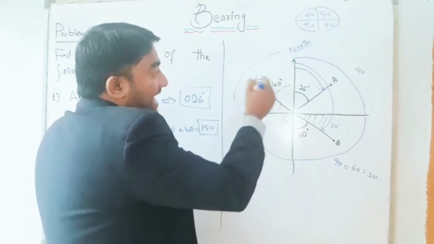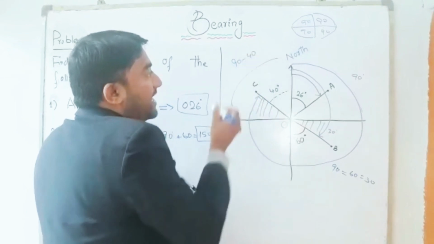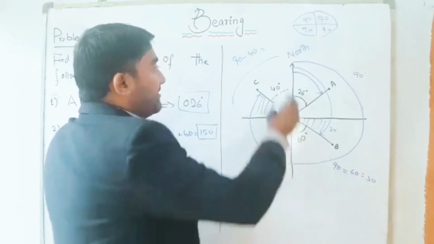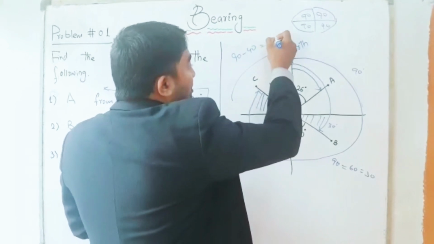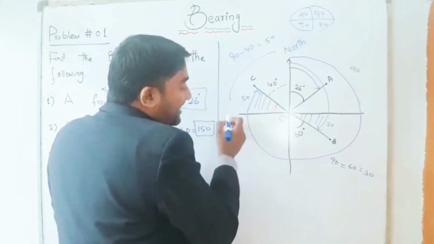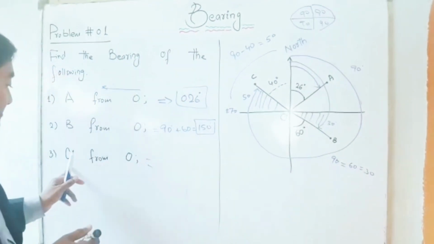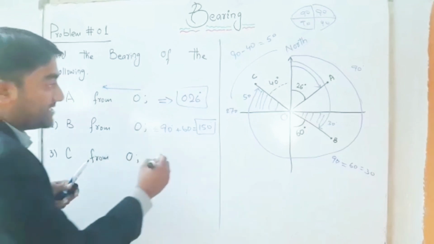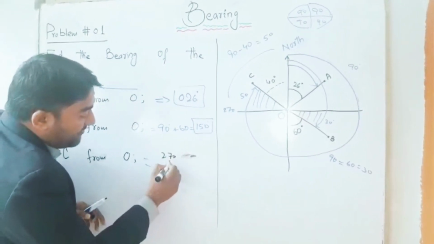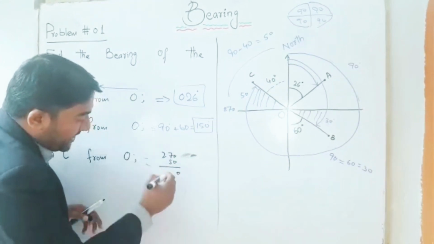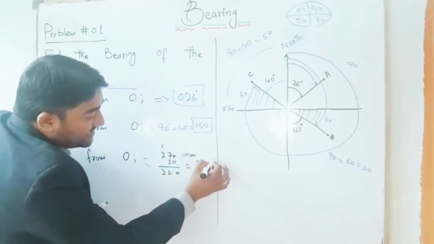We know that this is 90, but we have been given 40. So 90 minus 40 is 50 degrees. We know that this is the 50 here, and till here we have 270. So the answer for C from O is 270 plus 50, which is 320. So the answer for this is 320.